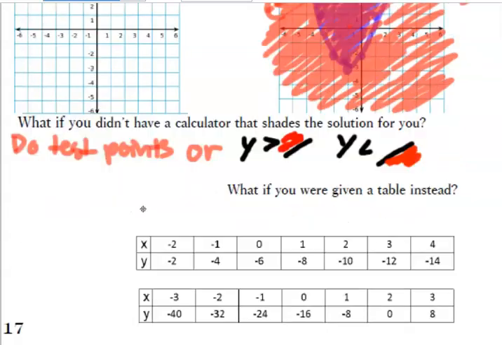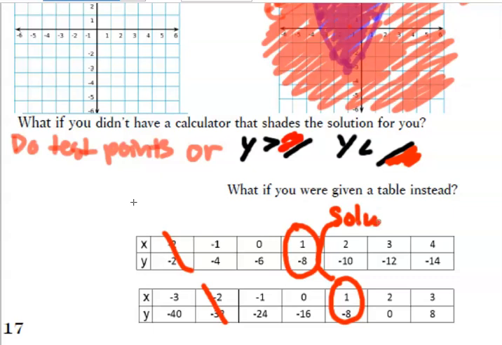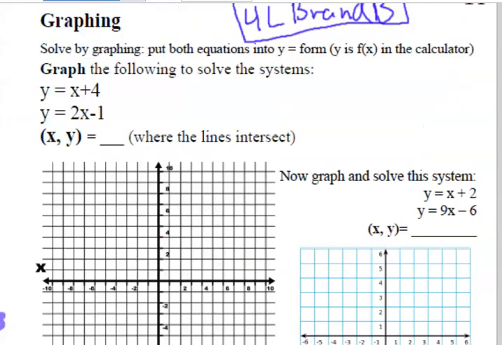Now if you're given a table, you would find where the two match. So -2, -2, we don't have that. We don't have that. But these numbers are the same, so this would be your solution. Let's look at the next page, page 18. So we have more graphing.